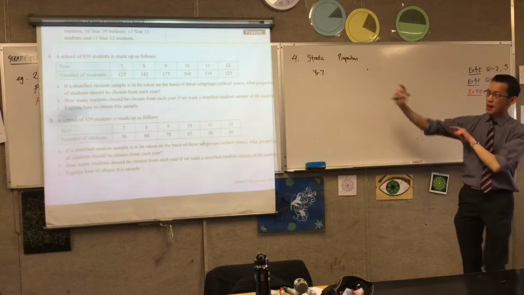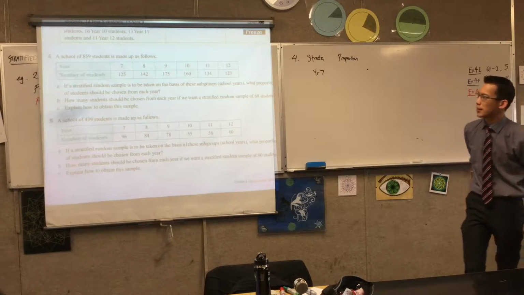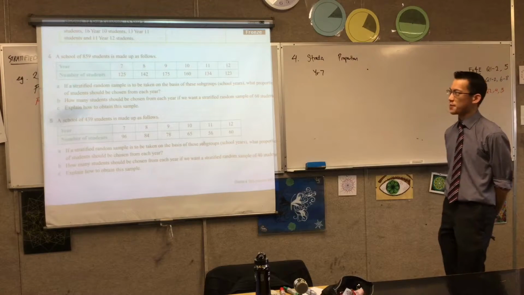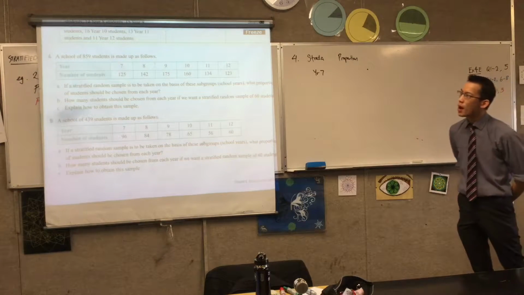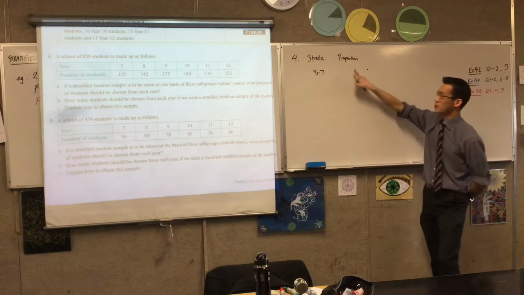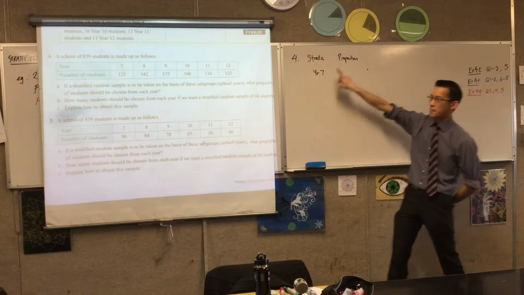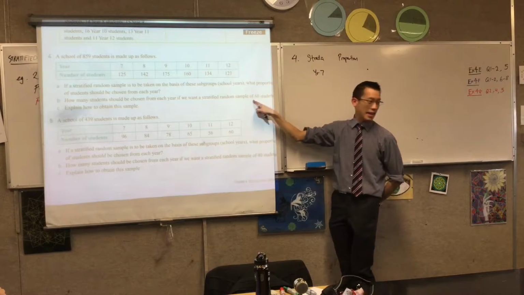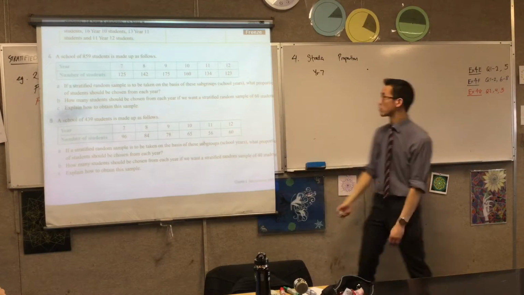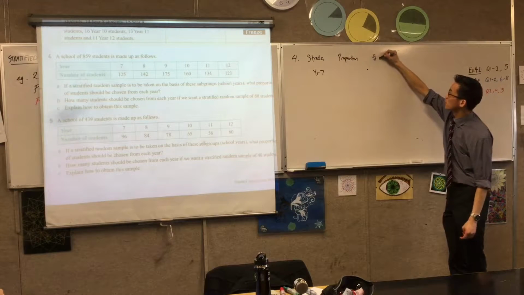And then I'm going to answer part A and part B together. Read them with me. It says, if a stratified random sample is to be taken on the basis of these subgroups, what proportion of students should be chosen from each year? So I'm going to answer this. And then part B, how many students should be chosen if I want to end up with a group that's total 60 students? So I'm going to say number of students.